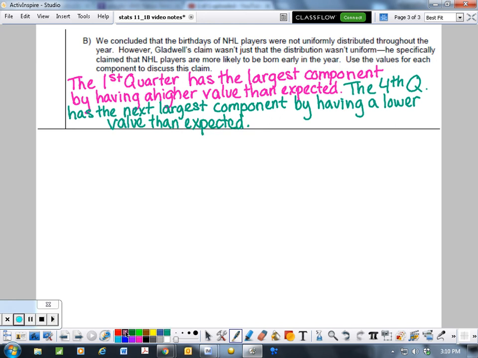And this supports Gladwell's claim. So again, there is really statistically a difference here. So now, where is that occurring? Is that supporting what he's saying is truly happening in this situation? And it is.